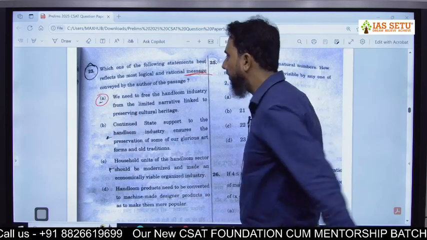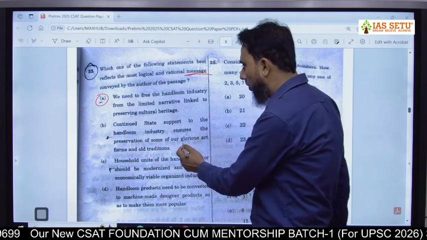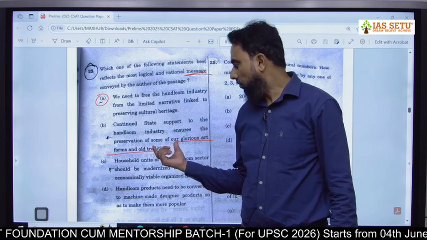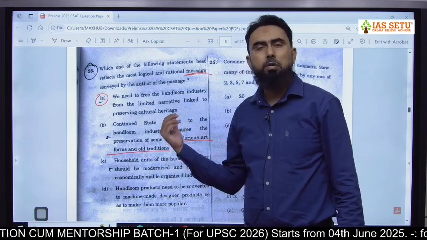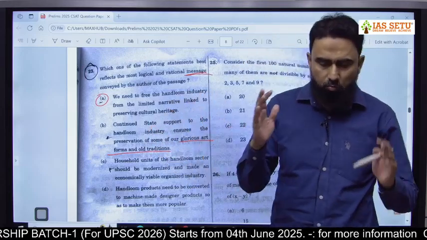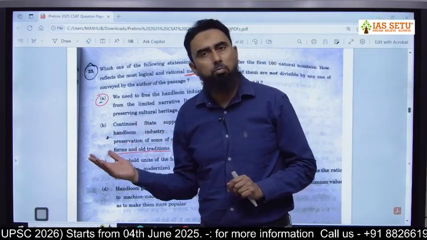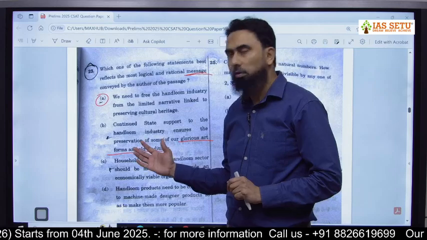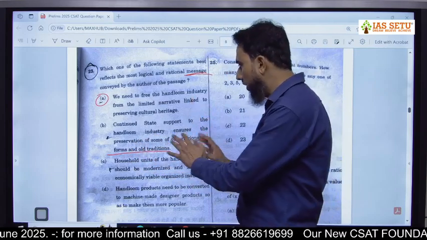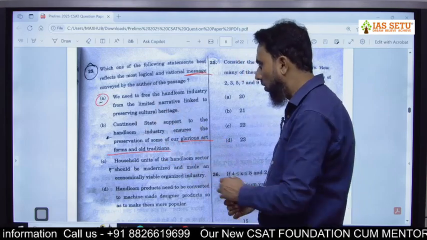Sounds good. B says continued state support to the handloom industry ensures the preservation of some of our glorious art forms and old traditions. This option B does not represent the other, more important aspect given in the passage. And that aspect is why the objection is there, and how the objection to the handloom industry continued as a cultural entity is justified. So it leaves out that part and only focuses on one aspect of the passage, that it is part of our glorious art forms.